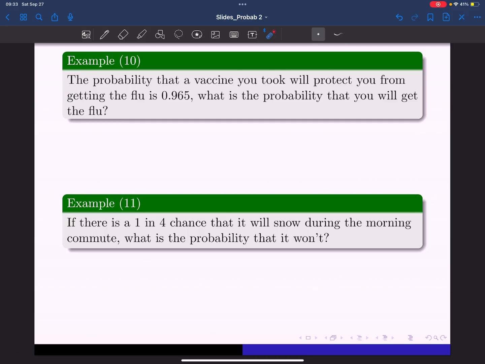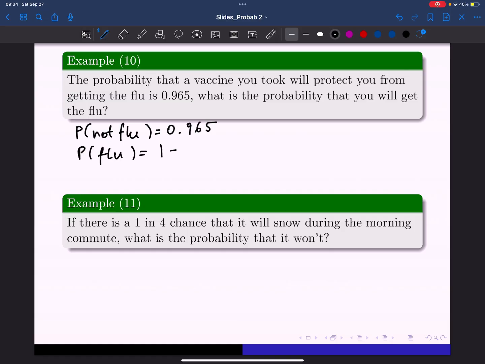Example 10. The probability that a vaccine you took will protect you from getting the flu is 0.965. What is the probability that you will get the flu? So protect you from flu means you will not get the flu, right? So we have probability of not flu is 0.965. So what is the probability of flu?